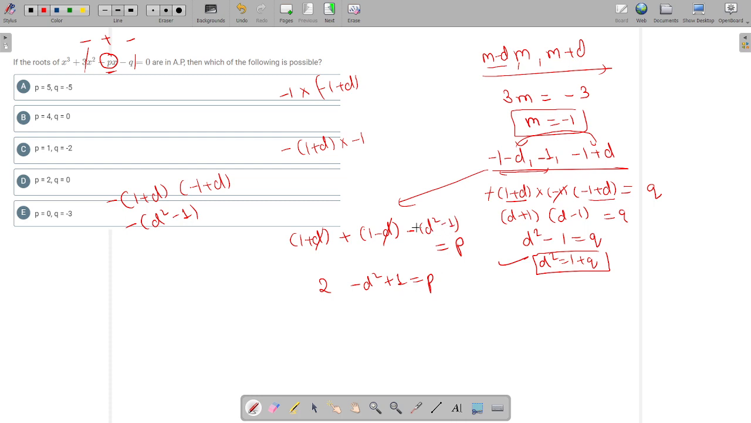Sorry, this is negative we have already eliminated, so we can write plus because we have multiplied it in such a way.